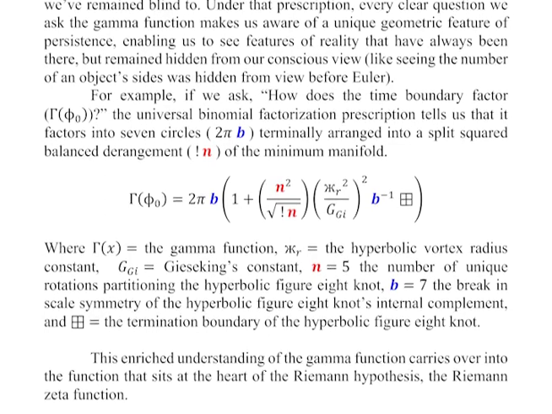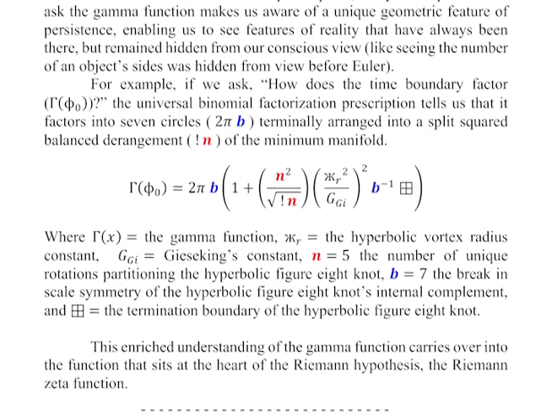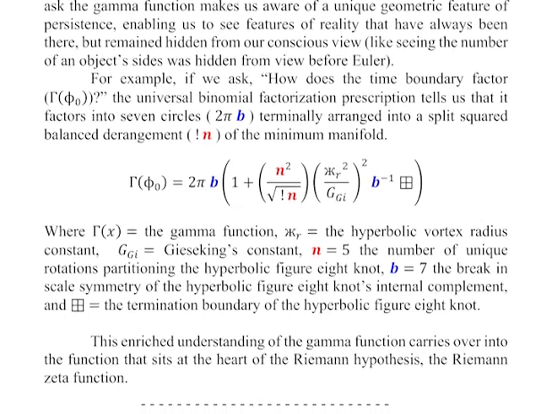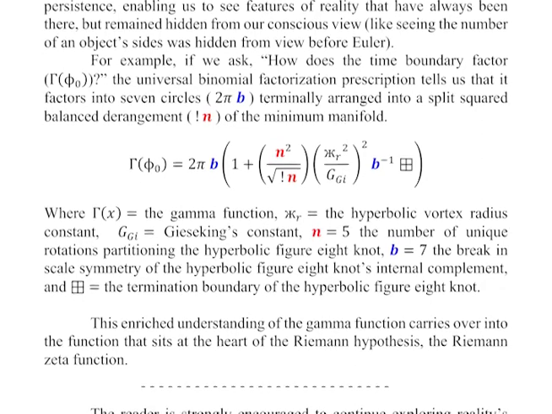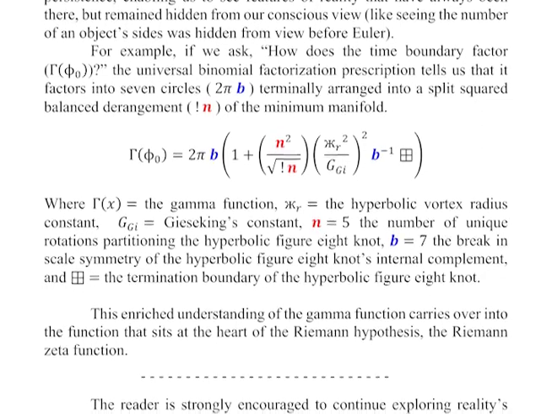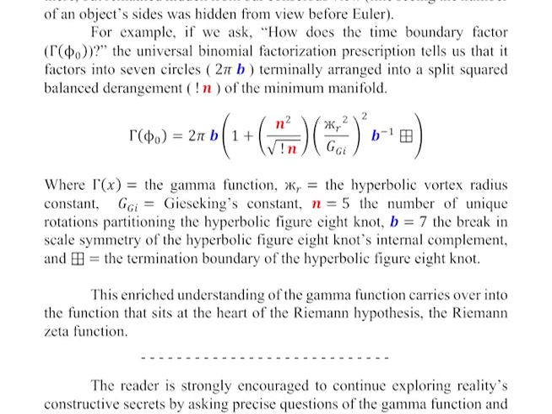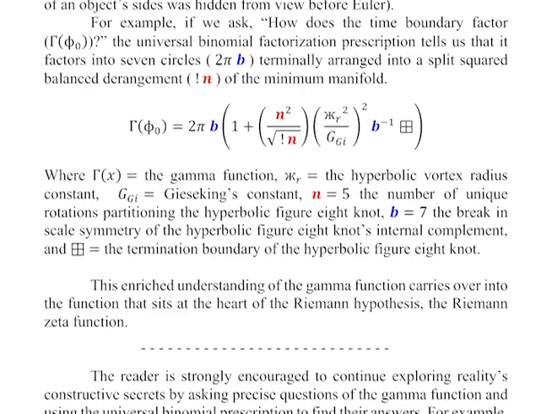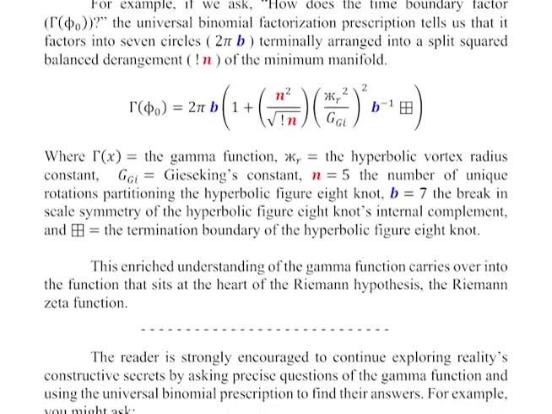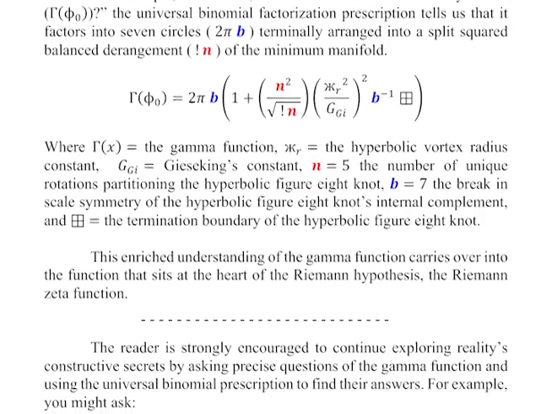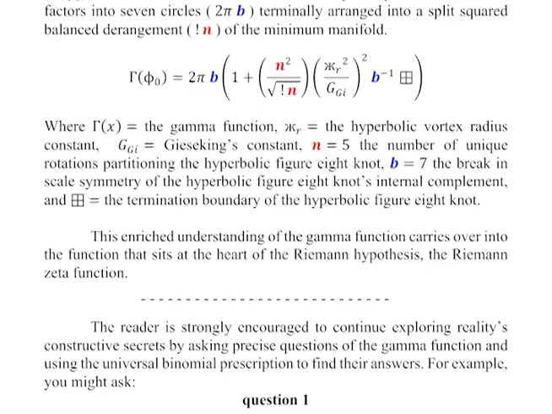For example, if we ask, how does the time boundary factor, the universal binomial factorization prescription tells us that it factors into 7 circles, 2 pi times b, terminally arranged into a split-squared balanced derangement of the minimum manifold. But look at the geometry of this factorization. And then remember, this is how the time boundary factors.